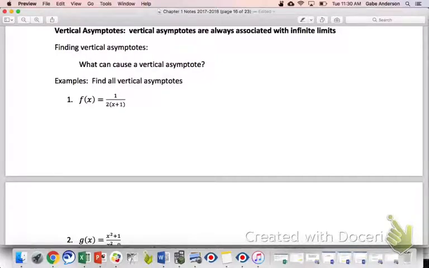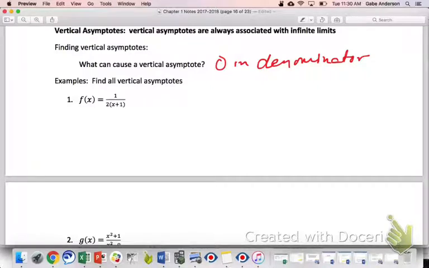So let's at least talk about this. Finding vertical asymptotes. What is something that could cause a vertical asymptote? A zero where? Yep, a zero in the denominator. That's not universally true, of course, because sometimes a zero in the denominator causes a hole, the removable discontinuity. But in some cases, that zero in the denominator causes vertical asymptotes.